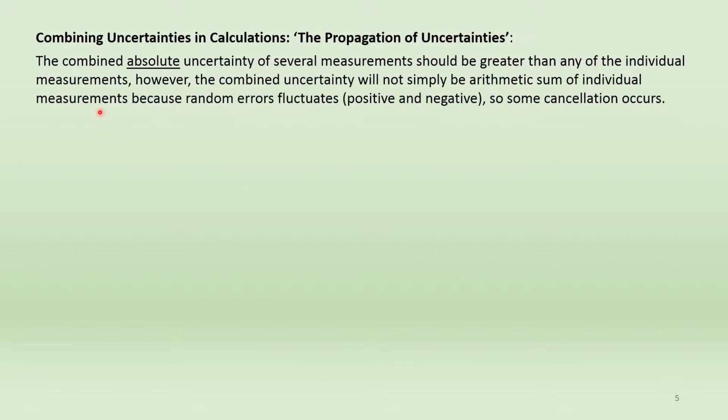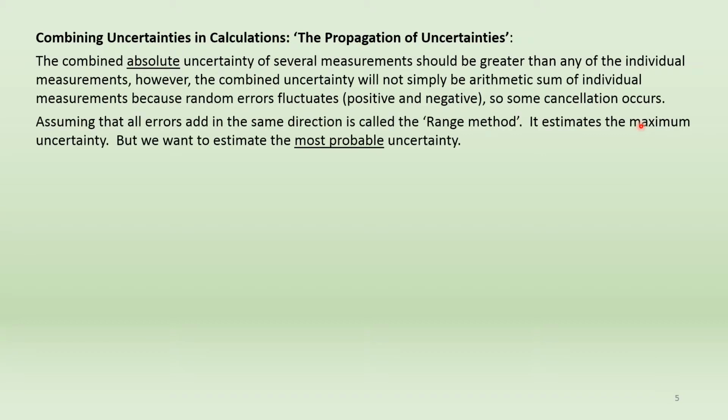So think about this with me. I'm saying that the combined absolute uncertainty of several individual measurements should be greater than any of the individual measurements. Does that make sense? However, the combined uncertainty will not simply be the arithmetic sum of individual measurements. Why is that? Because random errors fluctuate, some positive, some negative. There will be some cancellation.